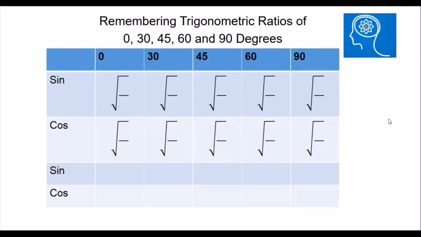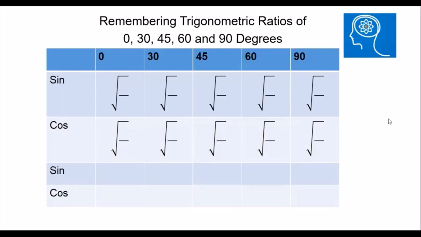Draw a horizontal table with 5 rows. The first row will have all the angles: 0, 30, 45, 60, and 90. And there will be 4 rows below that. One is sine, the other is cos. Keep more space for the first 2 rows and slightly smaller space for the remaining 2.